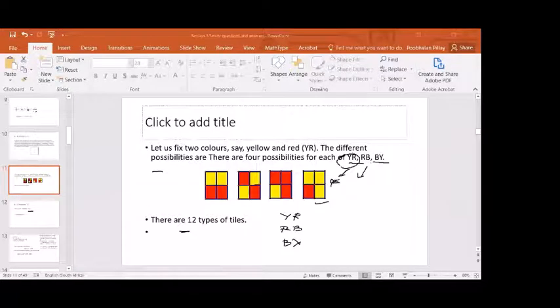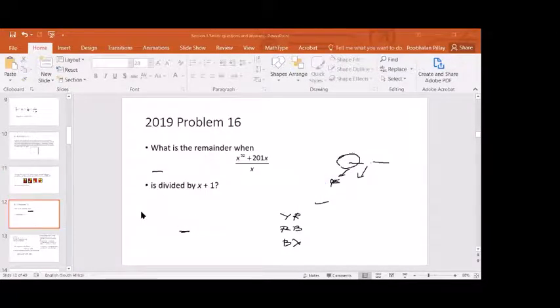The next one is problem number 16. Oh, I didn't write on the screen. It's come out. Okay. All right, problem number 16 is like this. What is the remainder when x to the power of 52 plus 201x over x is divided by x plus 1? Now, I've written detailed notes on this thing.